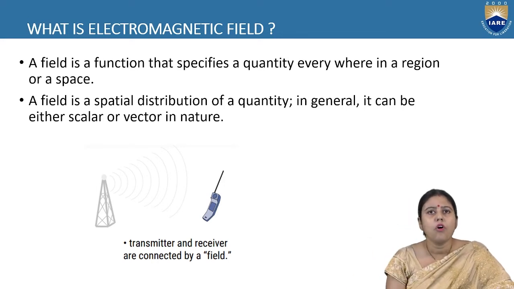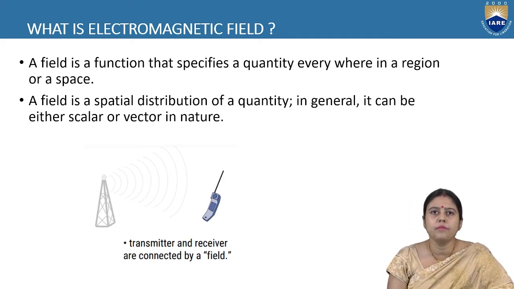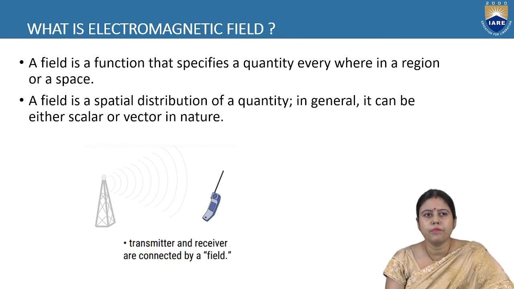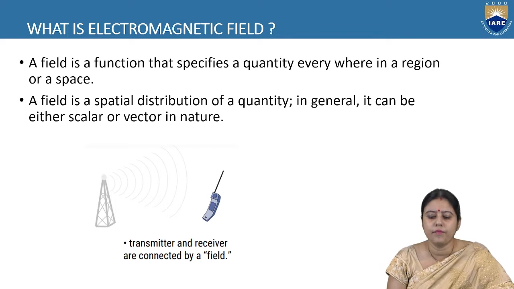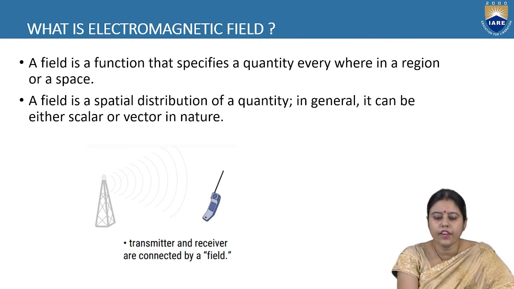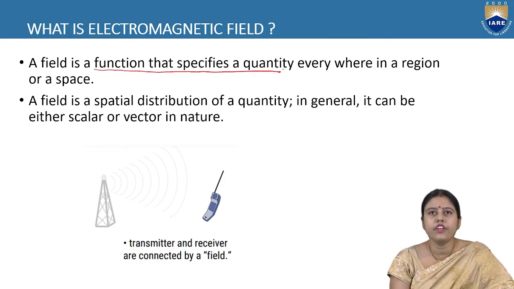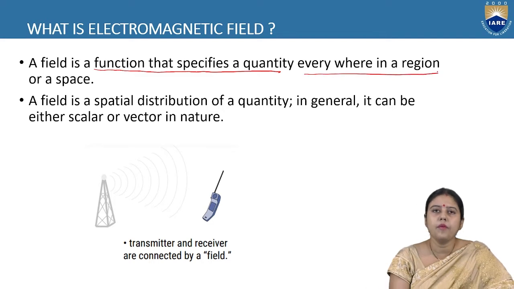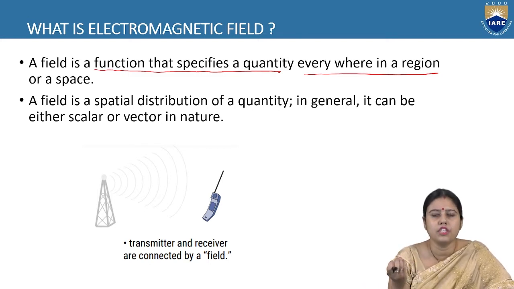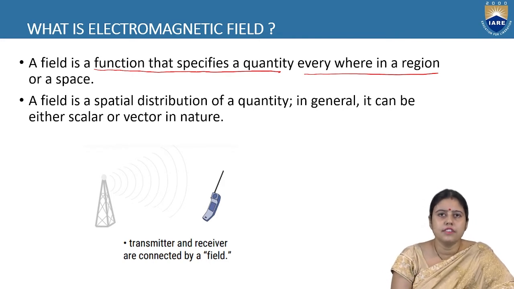So while we are starting, we will discuss what a field is, and what is the meaning of electromagnetic field. All of us know that field means space. Field is a space. We are going to play in the field. What is that field? Field is nothing but a space where we can do something. According to the definition, a field is a function that specifies a quantity everywhere in the region. If we talk about the electric field, it means that in that region, if we keep one positive unit charge, it can feel some force. So this is the field.